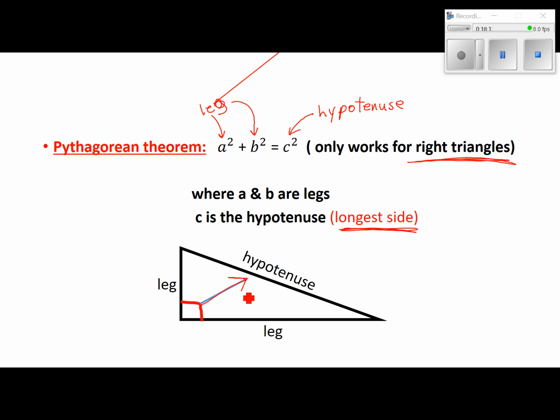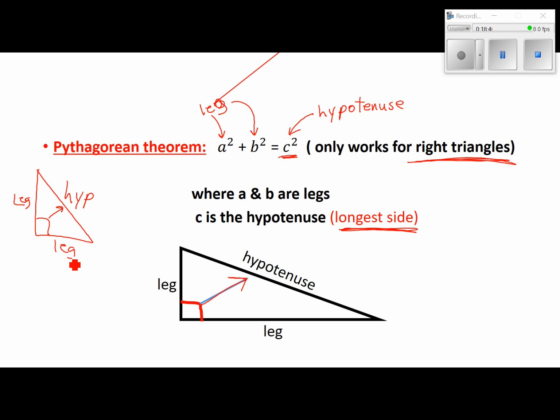That's the first thing you should do every time that you see a right triangle, whatever it looks like. Find your hypotenuse. It's always across from the right angle. That's got to be the C part. Then these other parts are your legs, and it doesn't matter which one is A and which one is B. It makes no difference. So A and B are legs, C is the hypotenuse.